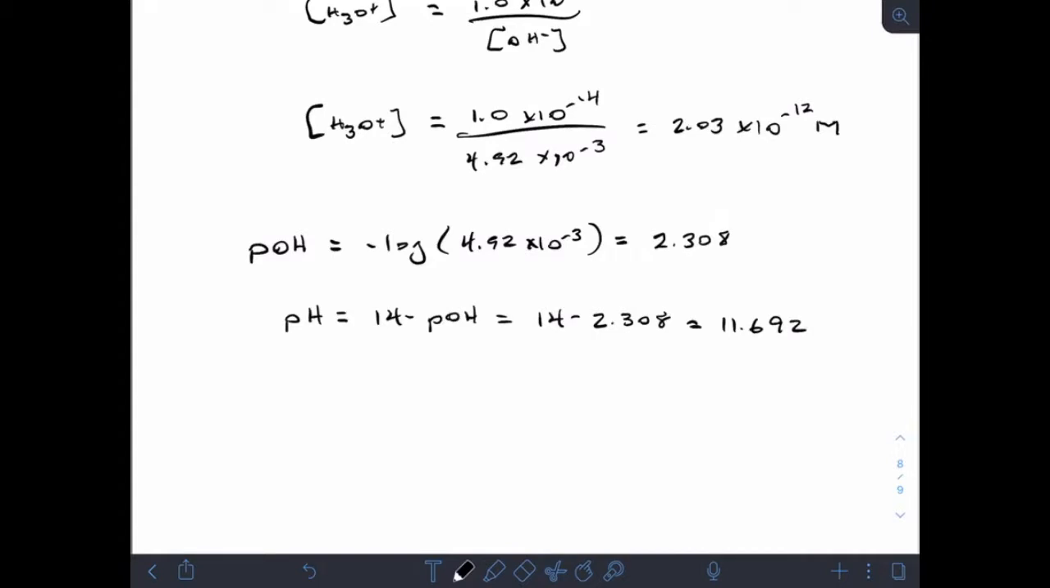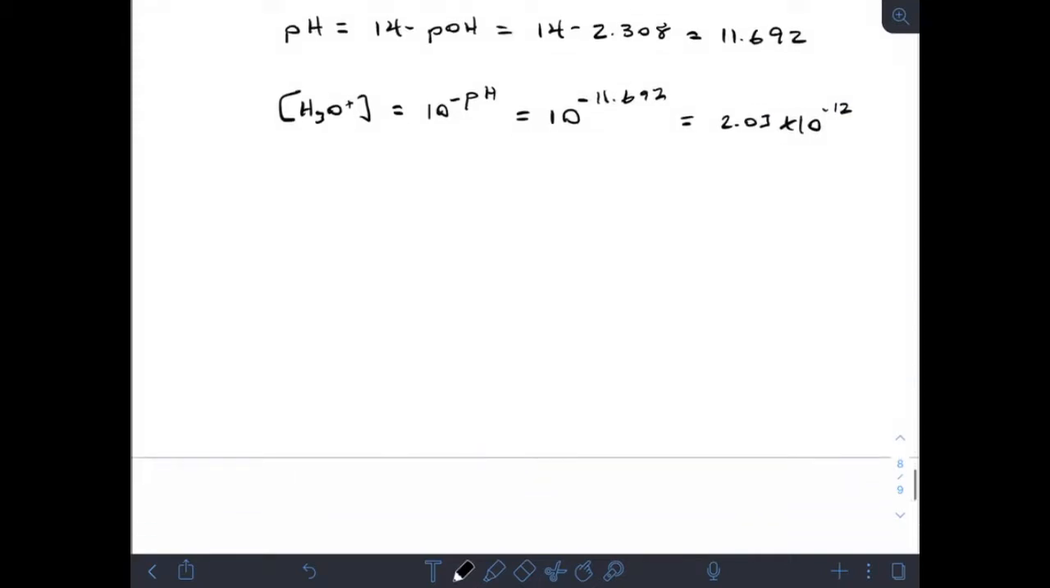Okay, so if I wanted to find the H+ or the H3O+ from the pH, I can do that quite easily. It's 10 to the negative pH, right? Do the antilog. 10 to the negative 11.692 gives us a value of 2.03 times 10 to the minus 12 also. So there are multiple ways that we can go about solving these problems using the relationships that we have: the relationship of pH and pOH, the relationship of H3O+ and OH-.